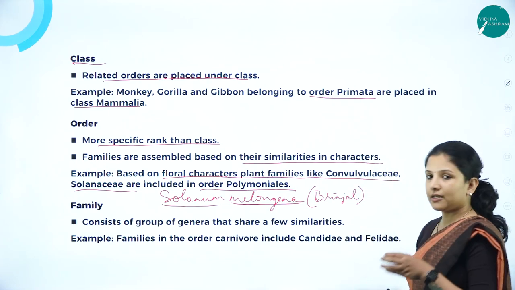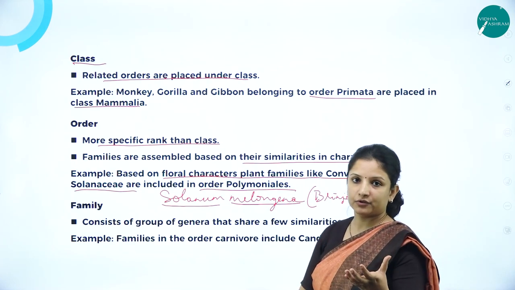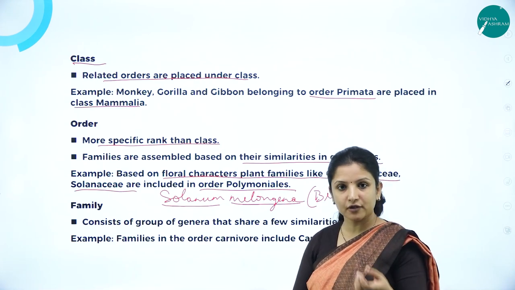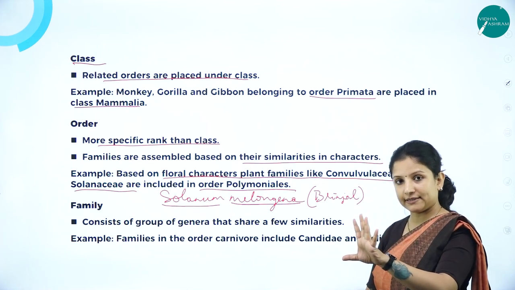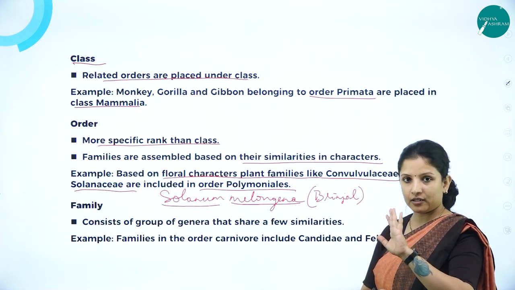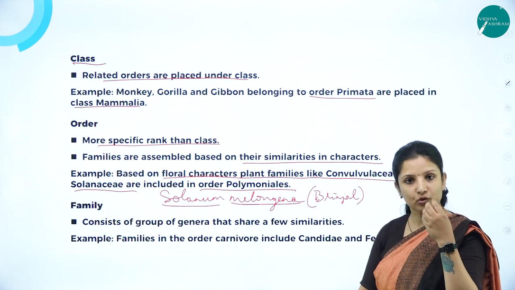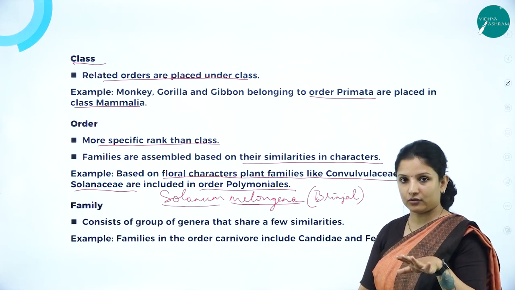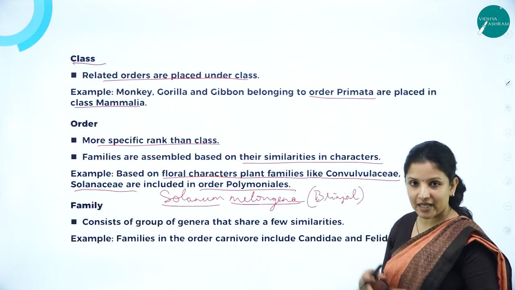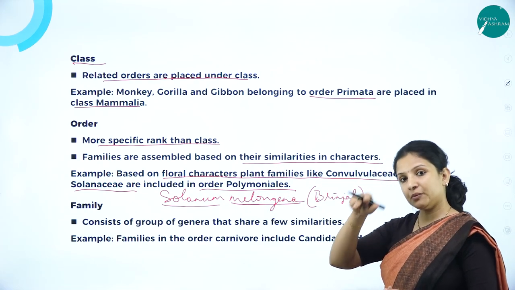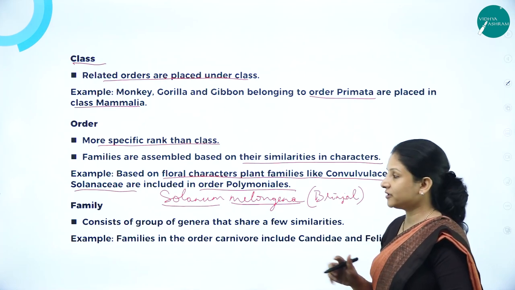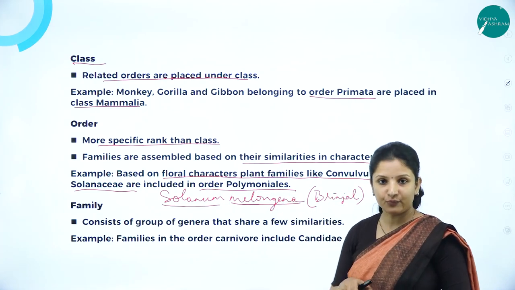Convolvulaceae flowers look like a trumpet. The flower of Convolvulaceae is different from the flower of Solanaceae. Both are entirely different to look at, but they've been put under the same order. Why is it so? The family is different, but they have been put under the same order, the order Polemoniales.